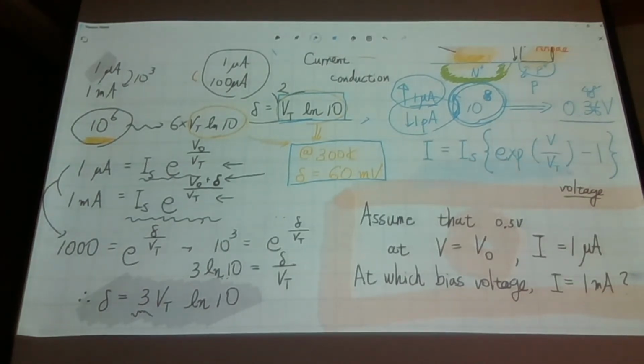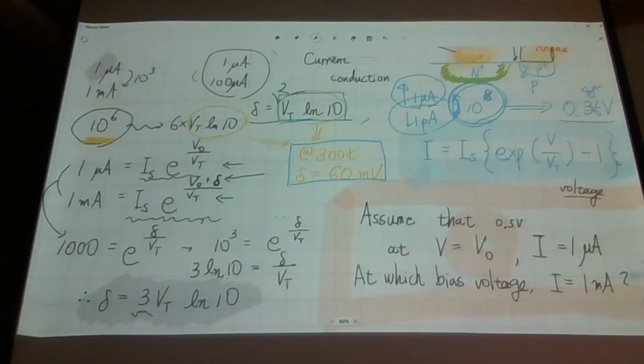You can easily understand that with this kind of dependence, it reduces to just minus IS when you apply negative V, and if we go to positive V, then we recover the expression for forward bias voltage. And the best thing is when you apply just 0, what will happen? The exponential term and minus 1 will cancel out. So therefore we have a perfect zero conduction at zero bias voltage.